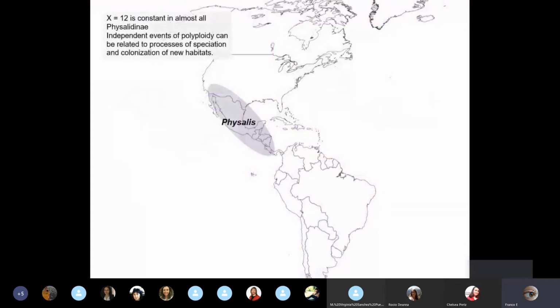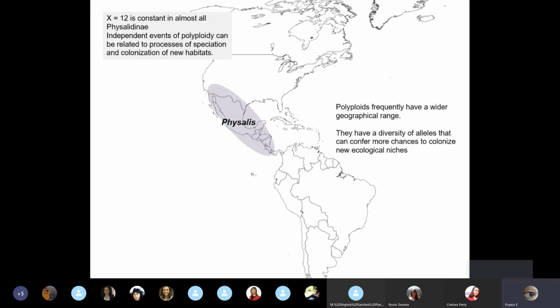Well, so most species in Physalideae have x=12. x=12 is constant in the subtribe, but we found independent events of polyploidy that can be related to processes of speciation and colonization of new habitats. Polyploids frequently have a wider geographical range compared to their diploid parents, because they have a diversity of alleles that can confer more chances to colonize new ecological niches.